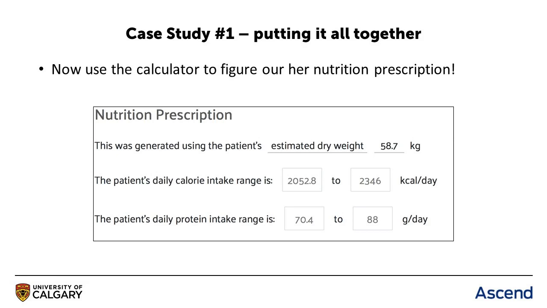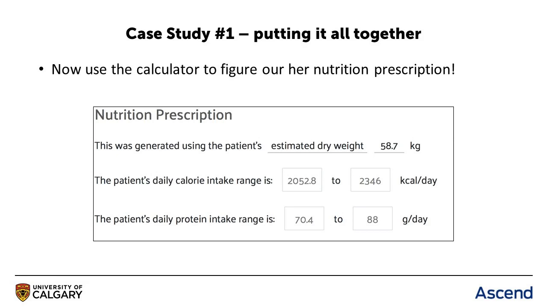And she's lost an extensive amount of weight, so it's not unreasonable to try to replete some of her weight loss. And a protein goal of 70 to 88 grams per day. So this is all well and fine, but if you told this to a patient, typically they don't know what this means.